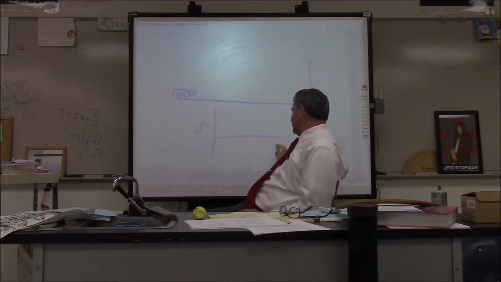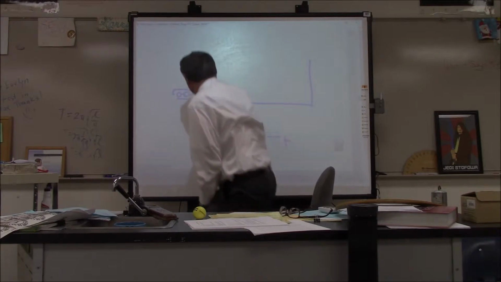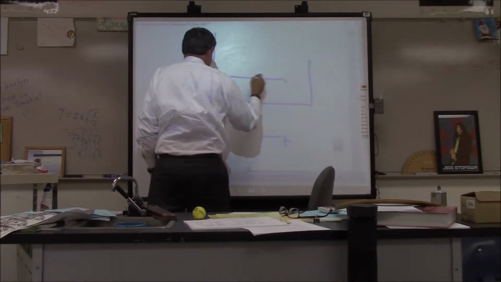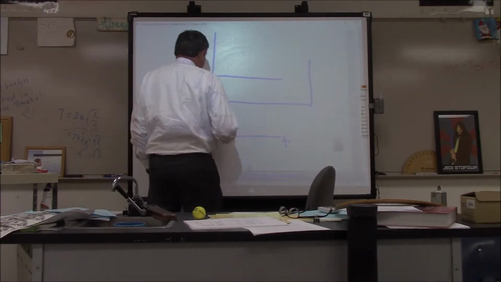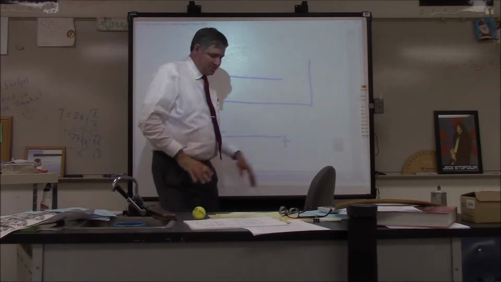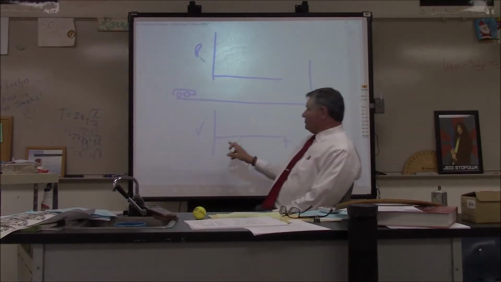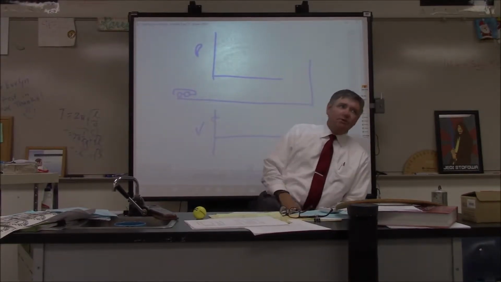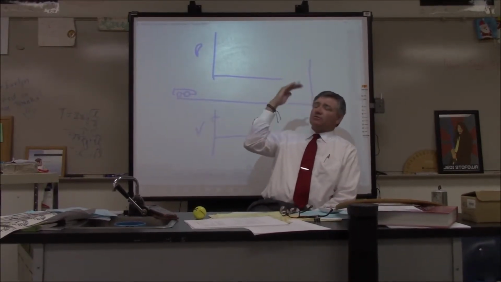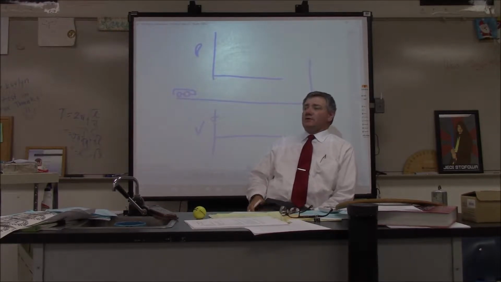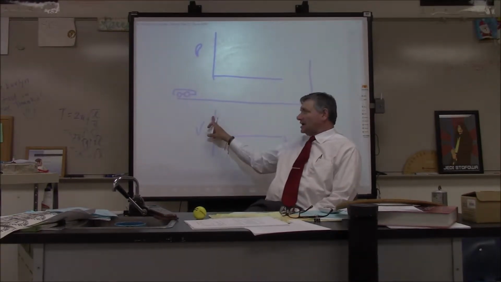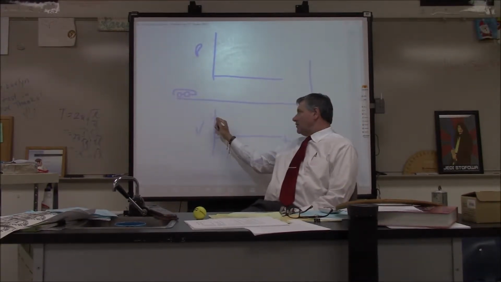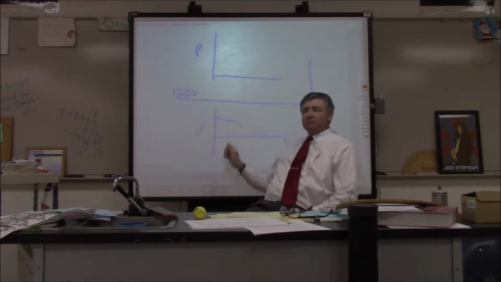Here's your velocity time graph, right? And your position time graph, right? So here's the most important thing. You know at time zero, it's going to have some positive velocity. You know that. As it rolls, what's it going to do? Slow down. So what is this line going to do? Slow down. Like this.